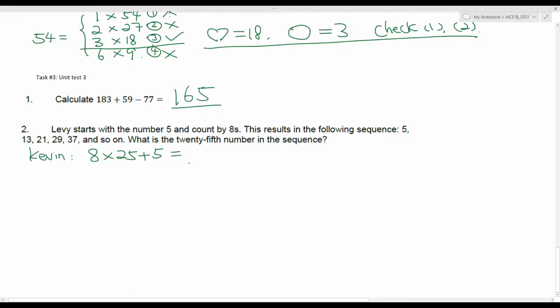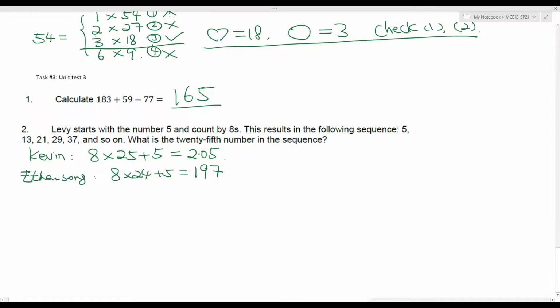What's your answer? 205. 205. Okay. I have a different answer. Ethan Song, what did you do? So you actually do 24 times 8 plus 5. Okay, let's see which one got it right. So Ethan Song said we need 8 times 24 plus 5, 196, did you say, or 7? 197. Okay, so let's see who got this right.